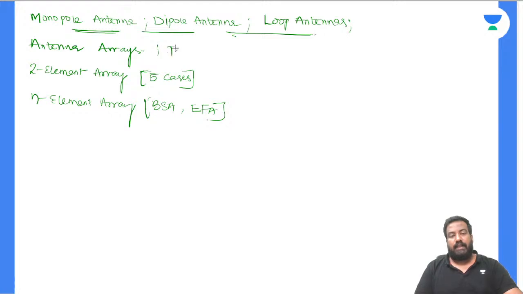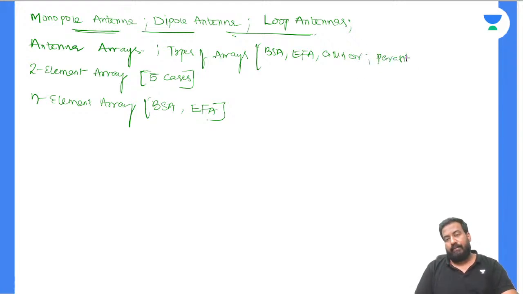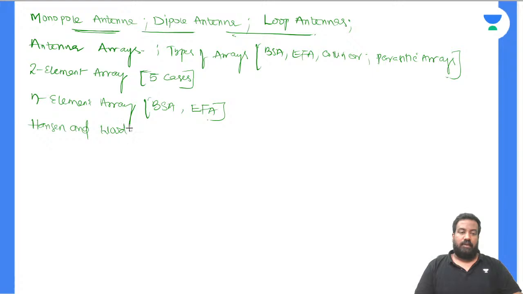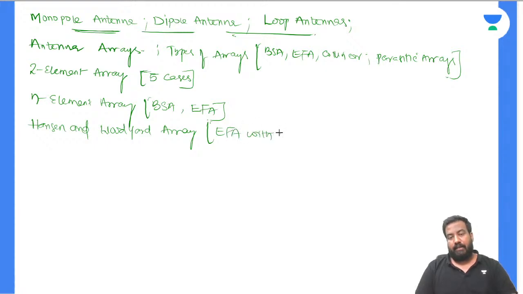And of course, under antenna arrays, we had also discussed types of arrays, which are broadside array, endfire array, collinear array, and parasitic arrays. And also we have discussed some special arrays: Hansen and Woodyard array, which is also called endfire array with increased directivity.